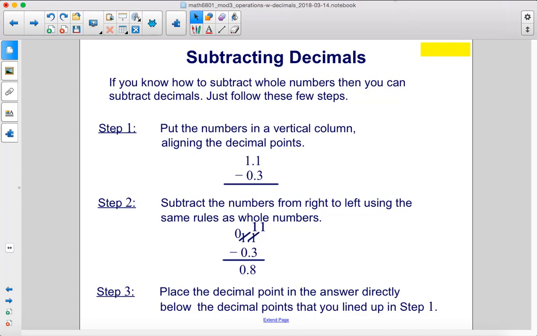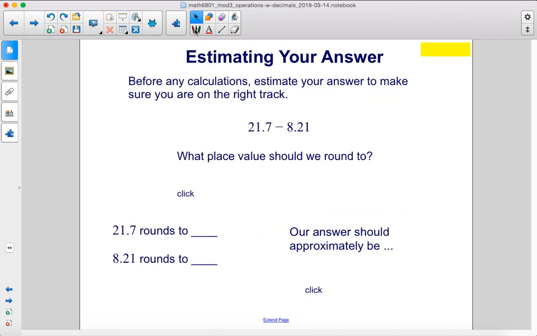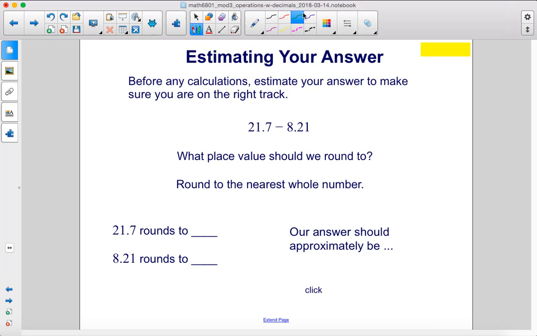Before any calculations, estimate your answer to make sure you're on the right track. 21.7 minus 8.21. What place value should we round to? Round to the nearest whole number. So 21.7 rounds to 22, 8.21 rounds to 8, and therefore our answer should approximately be 14.